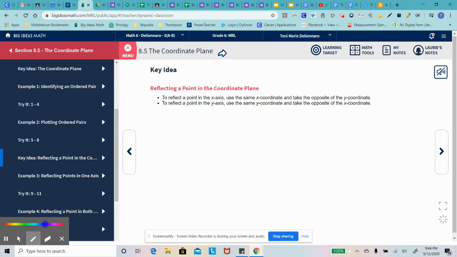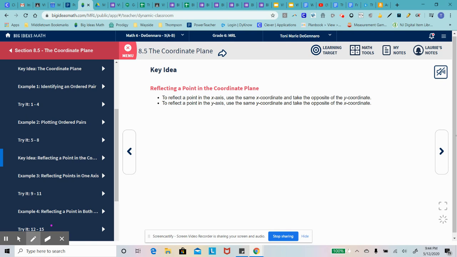All right, we're going to read this. This is right from your Big Ideas, and this is from example 3. Examples 1 and 2 we already did, so we're going to go right to example 3. The key idea says, to reflect a point in the x-axis, use the same x-coordinate and take the opposite of the y-coordinate. So we're just going to do an example of the first bullet to make sure you really understand.